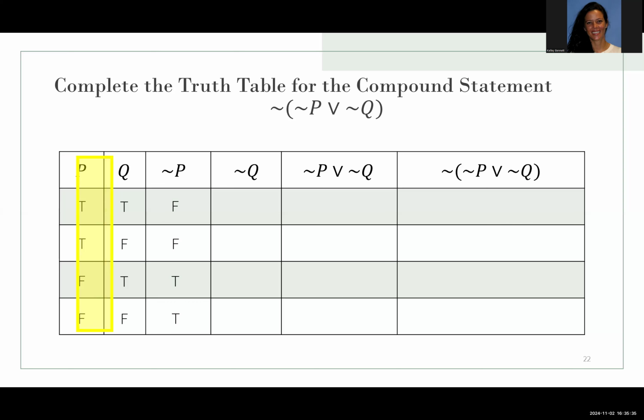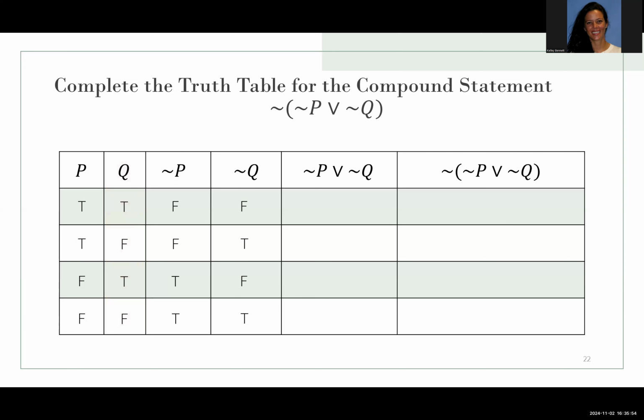And let's do that for Q as well. So Q goes true, false, true, false. I'm going to flip that. It's going to go false, true, false, true. That's how I get the negation. So I've got two columns done.